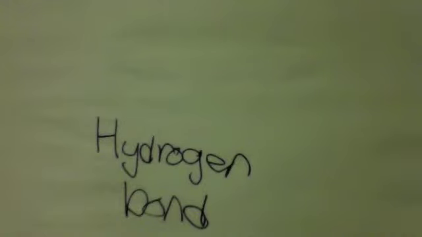Now we're going to talk about intermolecular bonds, or van der Waals forces. It's bonding between separate molecules. It's weaker than ionic or covalent. First, we're going to start with hydrogen bonding. Hydrogen bonds are the strongest intermolecular bond. They form between the hydrogen of one molecule and the nitrogen, oxygen, or fluorine of a neighboring molecule.